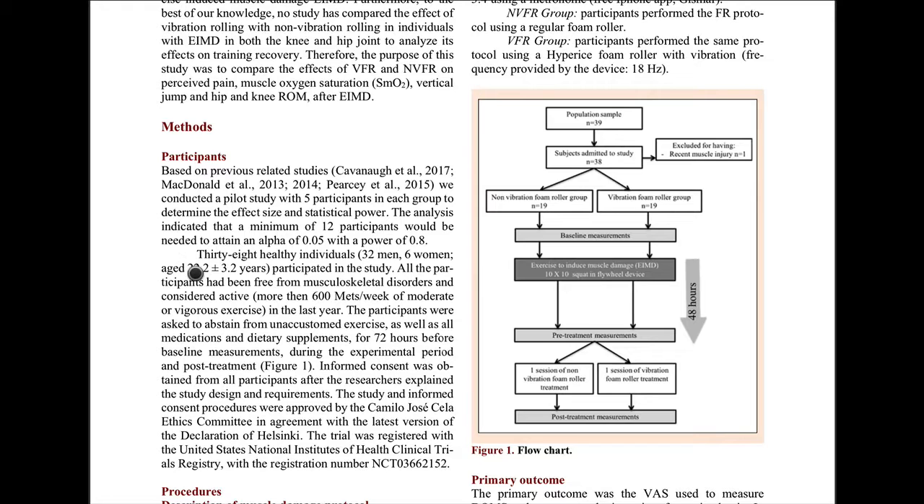We can see their age was 22 years, give or take 3 years. So most of the people were in and around their early 20s. They were free from any injuries. They were considered active. That's of interest to me because, again, I maybe work with active individuals. So this would be applicable to people that are younger, healthy, physically active, and so on. Anyway, it gives you information about the actual subjects in the study.